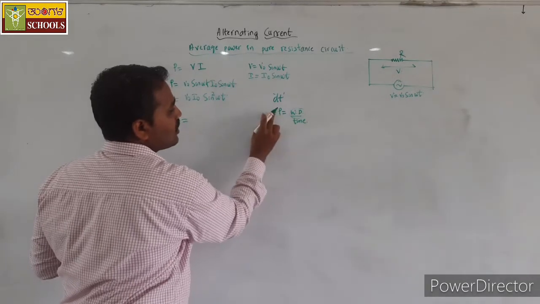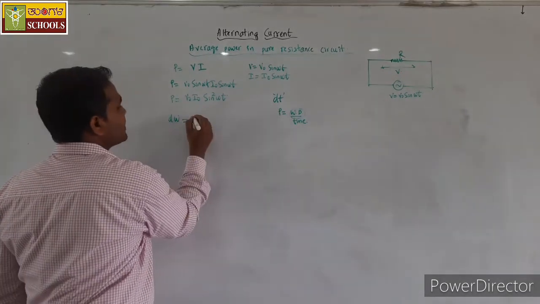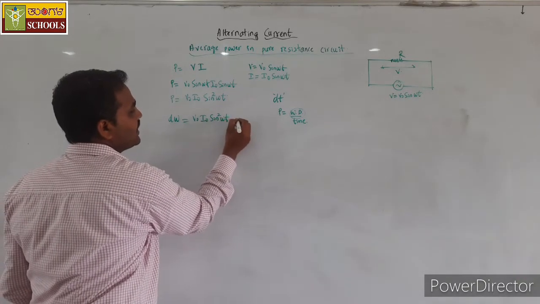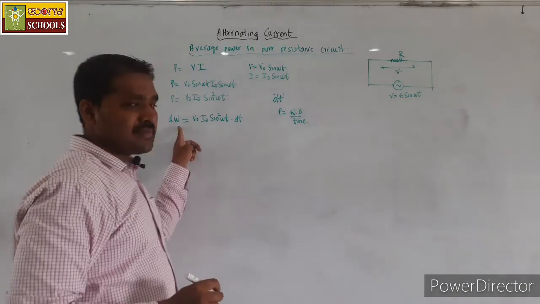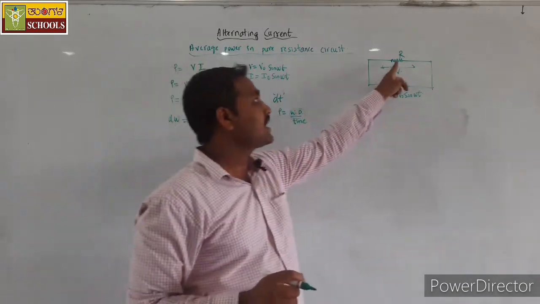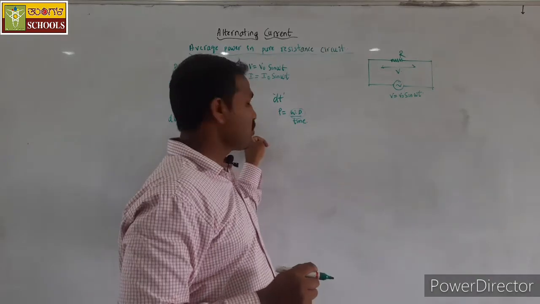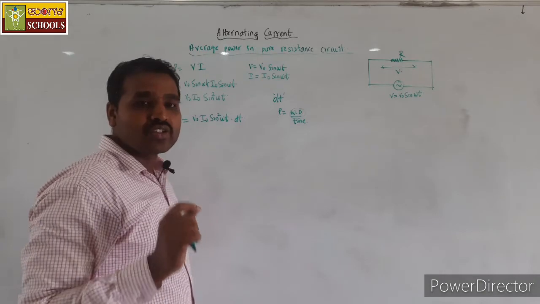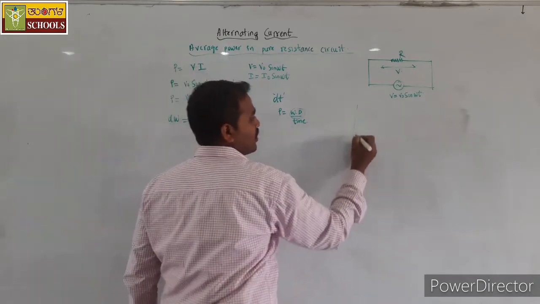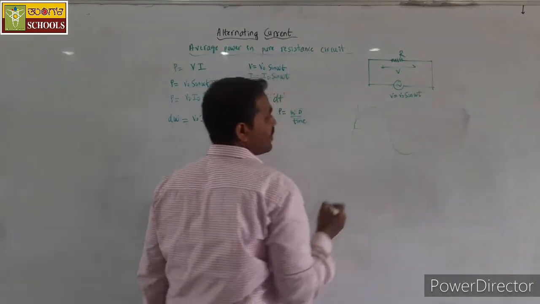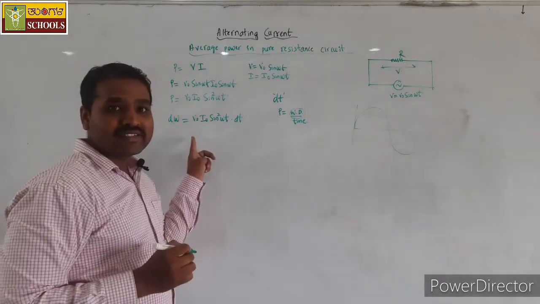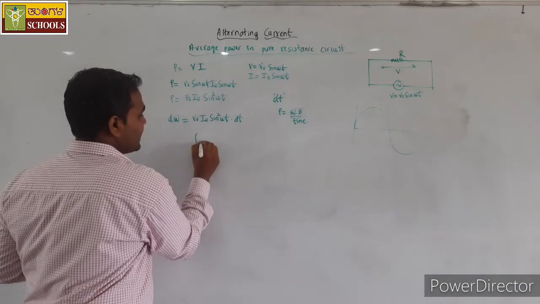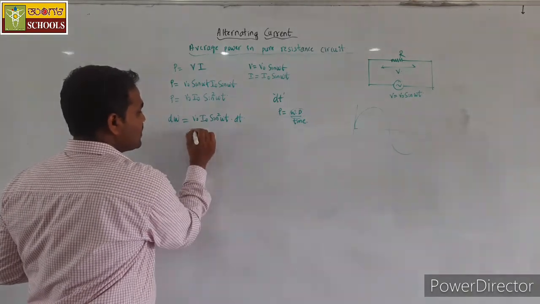Work done is equal to what? Power into time. Power is nothing but V naught into I naught sin square omega t into dt. This is the magnitude of the small work done to maintain the current through this resistor for a very small duration of time dt. Now, let us consider the total work done for one complete cycle of alternating current. To get that total work done, we have to integrate this equation. Let us integrate this dW between the time 0 to T.